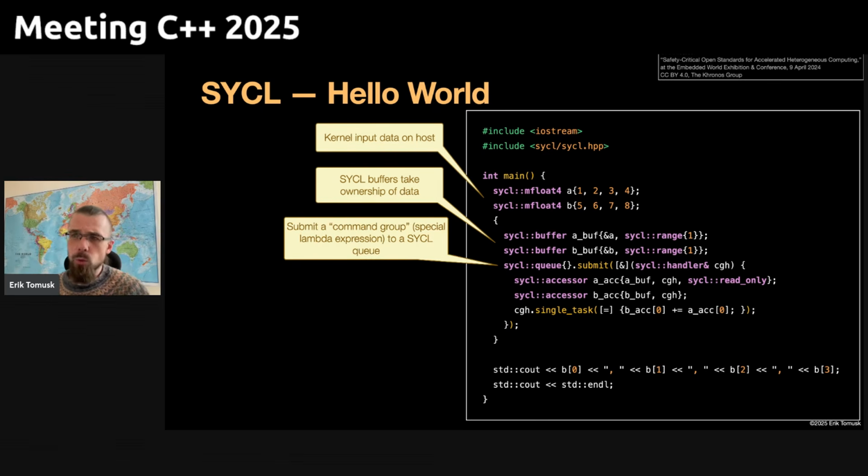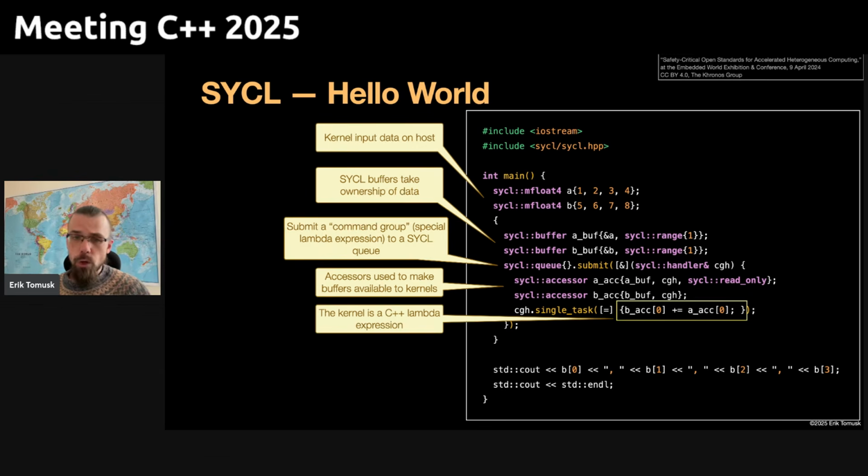A command group is really a special Lambda expression. Inside the command group, I have SYCL accessors. Accessors are the way of telling SYCL that this command group requires certain buffers to work. And finally, the kernel code is in the next Lambda expression here. So this is the bit that gets executed on the accelerator. And here it's really just doing a vectorized addition. Then finally, when the SYCL buffers go out of scope, that's the point where the ownership of the data that they own gets returned to the user, and that's the point where the user sees the results of the kernel.